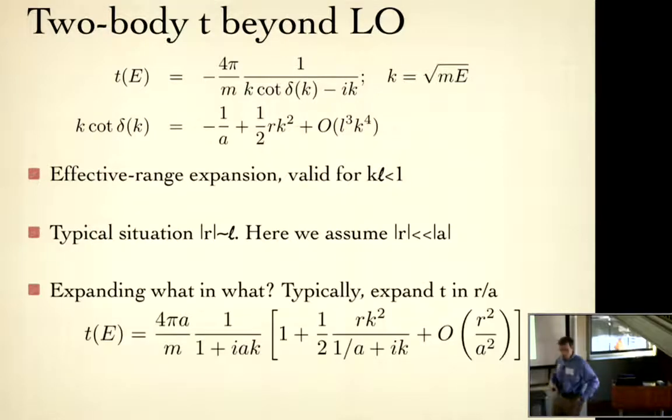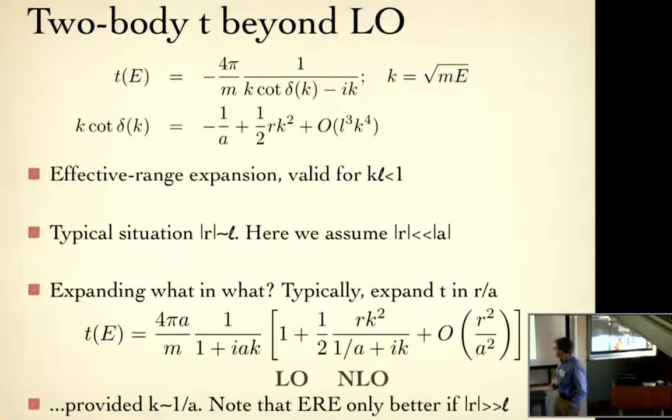So you have to ask, the effective range expansion is an expansion of the real part of the inverse of T. So what am I going to be expanding? It turns out I'm going to expand T in powers of r upon a, or equivalently kr. So this is an expansion for the amplitude itself, and it's valid as long as r is less than a, and as long as kr is less than 1.